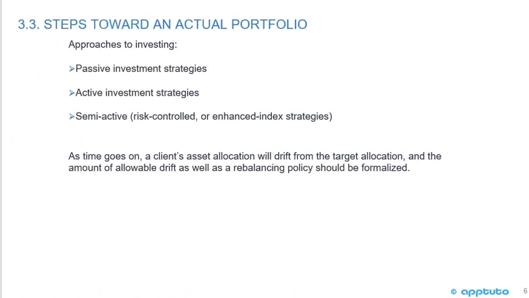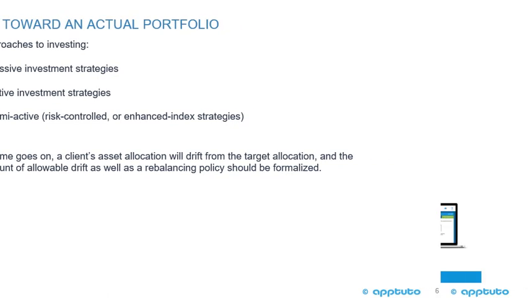This slide has 3 different approaches to investing. The first one is passive investment strategies, buy and hold sometimes called. On the equity side, it's just benchmarking, using ETFs, for example. The second is active investment strategies, where you're trying to achieve returns that are greater than a benchmark. And finally, semi-active, risk-controlled, or sometimes called index-enhanced strategies. As time goes on, a client's asset allocation will drift from the target allocation, and the amount of allowable drift, as well as a rebalancing policy, should be formalized.